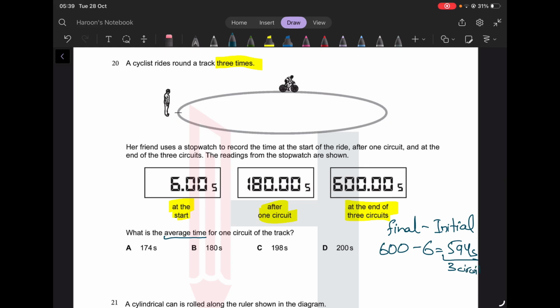Circuits means 3 rounds basically. Now 594 divided by 3, this should actually give me 198 seconds. So this should be the answer. We cannot use one circuit value because for average we take the total for all circuits combined, all laps combined, minus the initial at the start if there is a zero error, and then divided by the number of laps. So the correct answer has to be C.